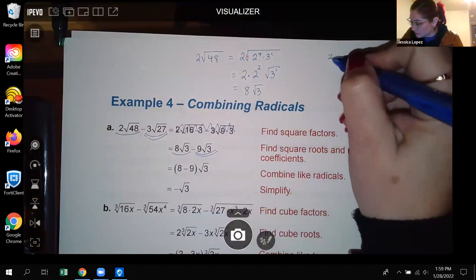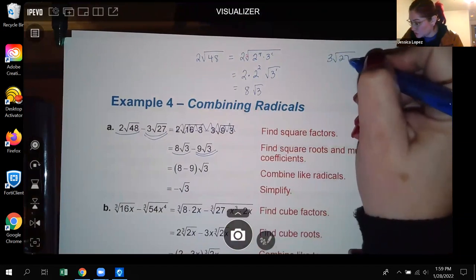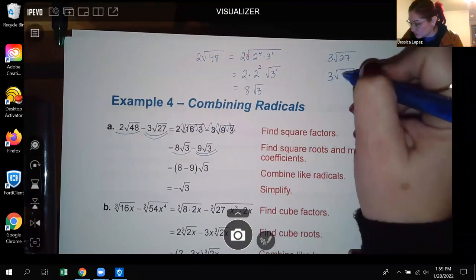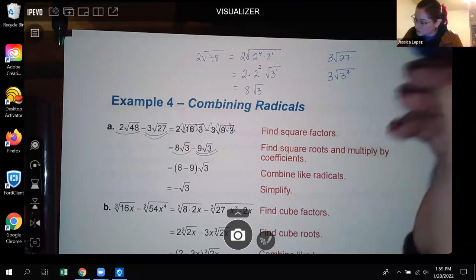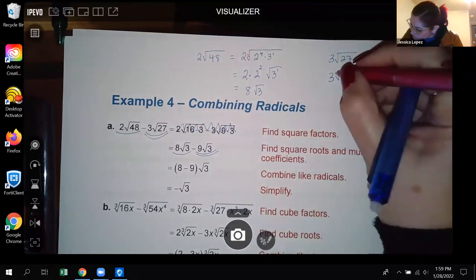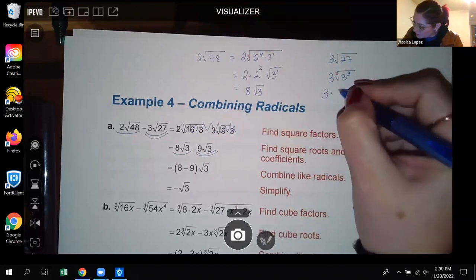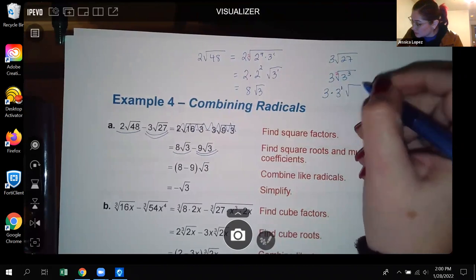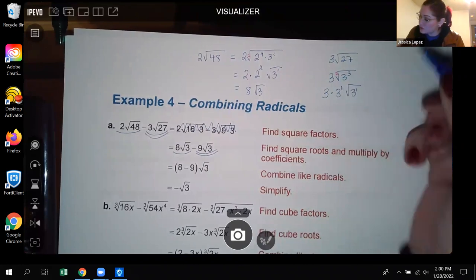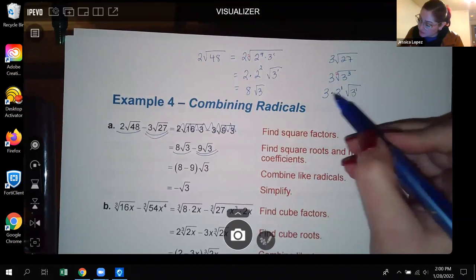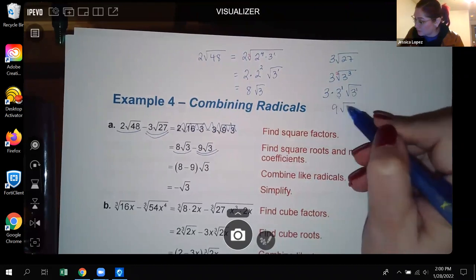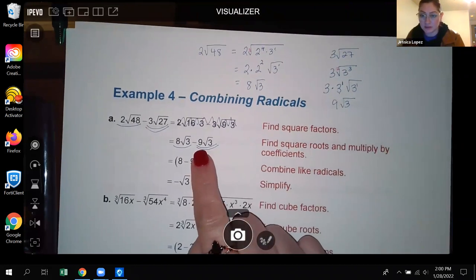Now, if I'm talking about this one, 27 is actually 3 to the third power. So remember, the index here is 2. You've got a 3 already there. And then 2 goes into 3 once with 1 left over. So 3 to the 1 is 3 times 3 is 9, square root of 3. And that's exactly what they got there.